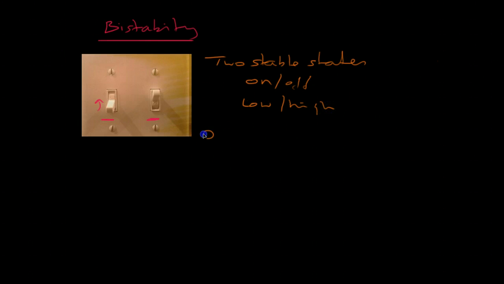So in a sense this switch actually has three states. It has an off state, an on state, and this unstable middle state. And that's one of the characteristics of bistability. So a bistable system has two stable states, which we can call on and off, or also low and high, and one unstable state.